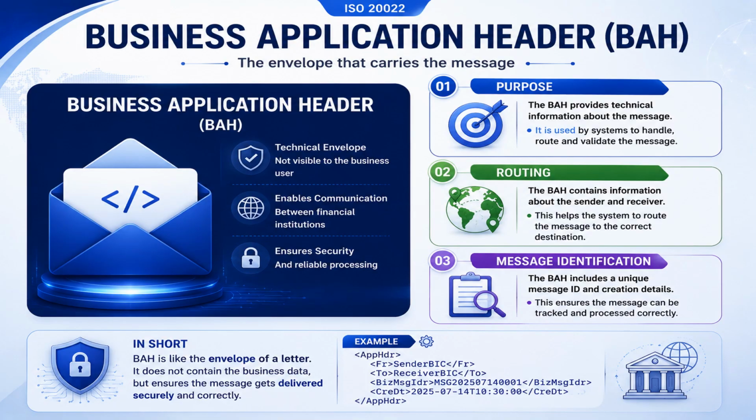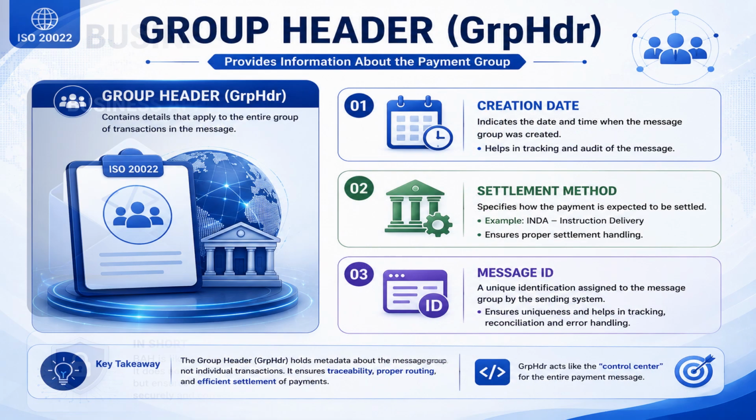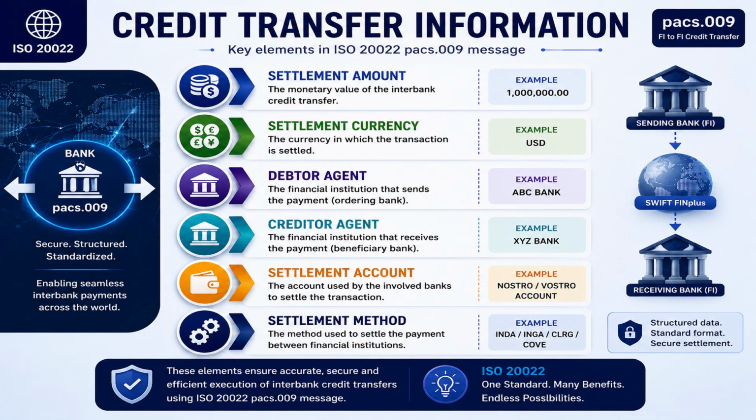The group header, or GRHDR, contains information about the overall payment message. It includes the creation date and time, message ID, and the settlement method. These fields describe the message as a whole rather than individual transactions. This section contains the actual payment information. It includes the amount, currency, debtor agent, creditor agent, and the settlement account. These elements define who is sending the funds, who is receiving them, and how the settlement will take place.